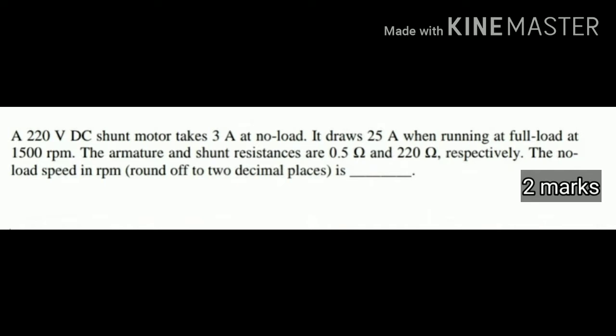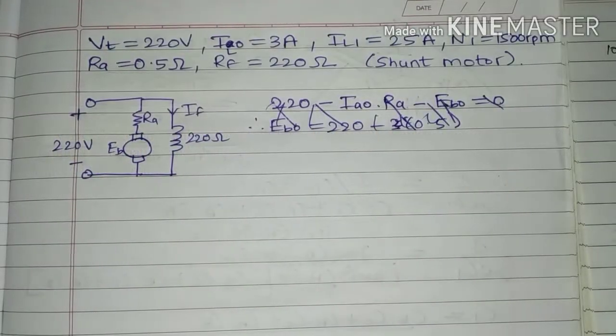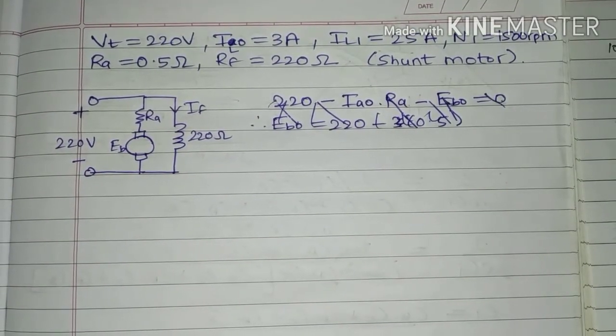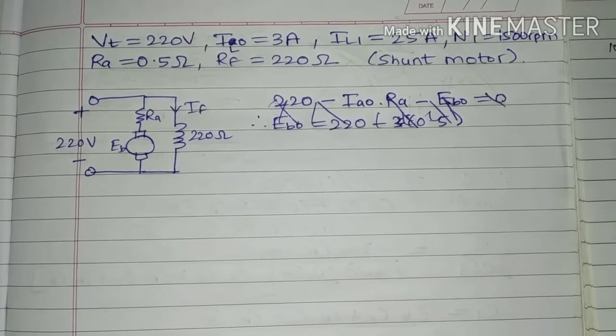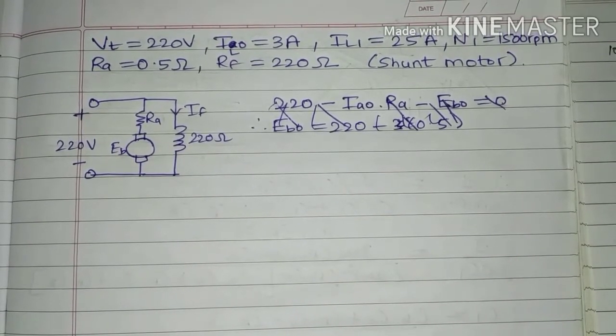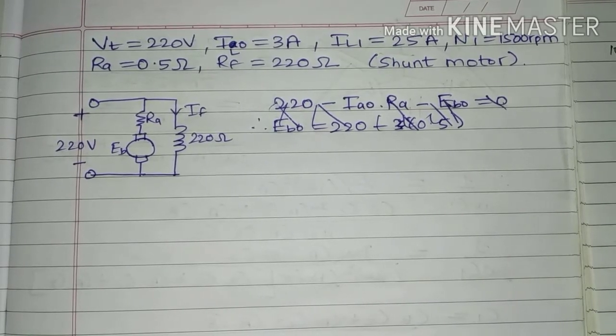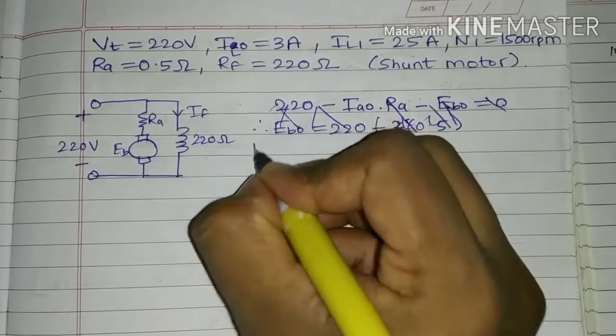This is the question of Gate 2019 and in this question you have to find out the no load speed. This is the data given in the question: the terminal voltage, the no load line current, the line current under load, speed under load, armature and field resistances, and this is the circuit of a DC shunt motor.